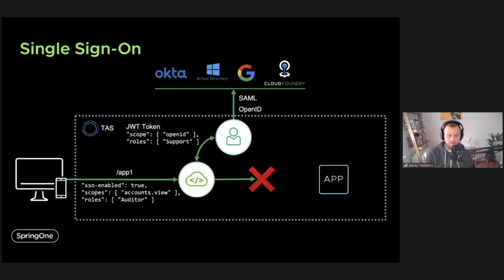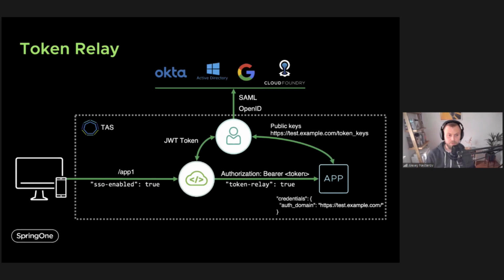However, sometimes there are situations when your application needs to know about the current user identity. Maybe not for authorization reasons, because you can do it all in a gateway, but sometimes you need to know the user identity, maybe just to display a username or something. And it's also possible. So you can enable token relay.